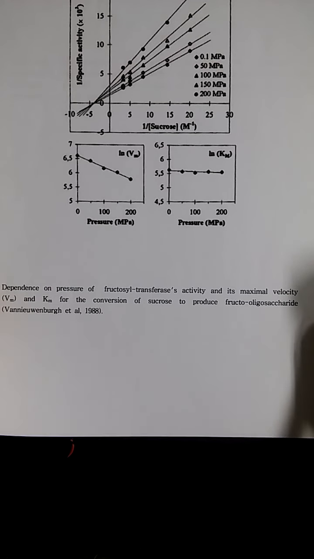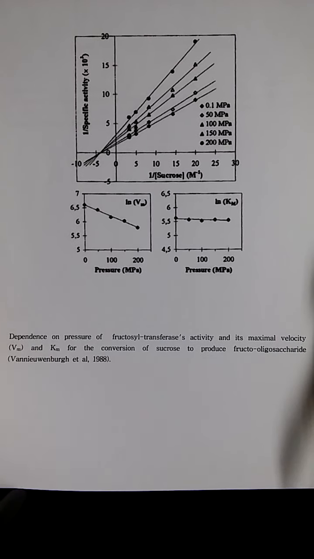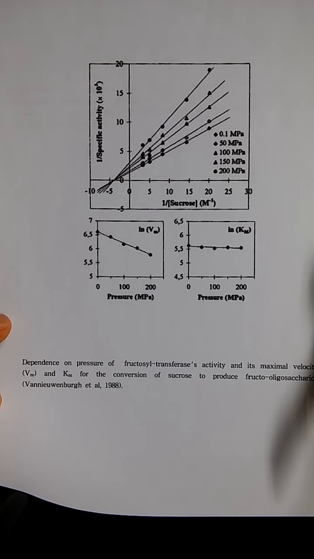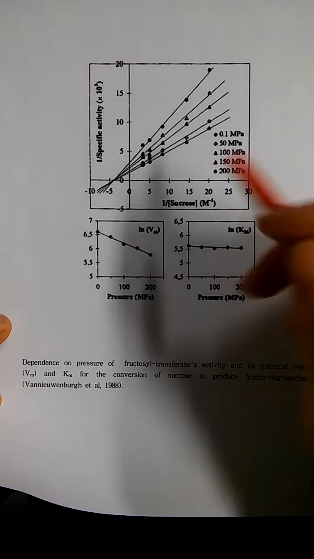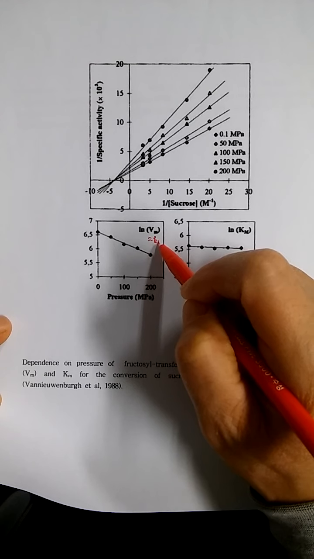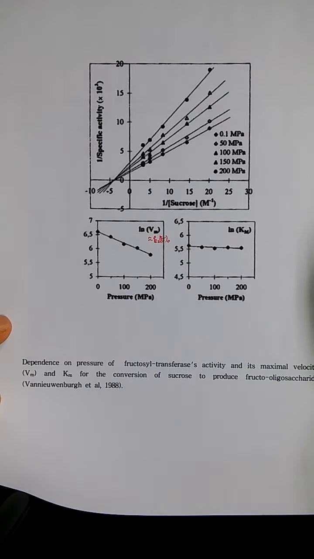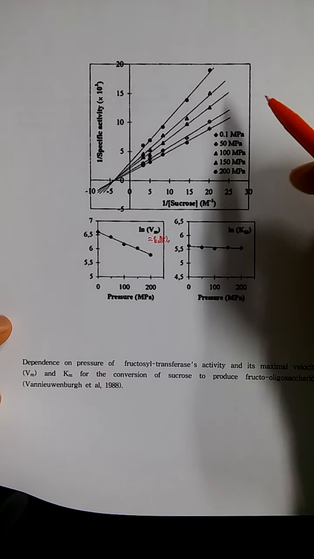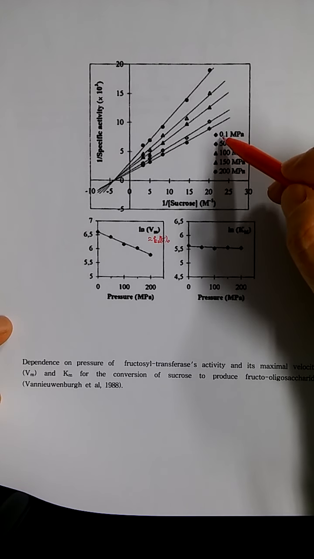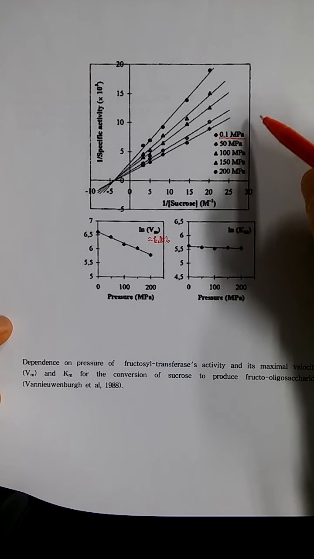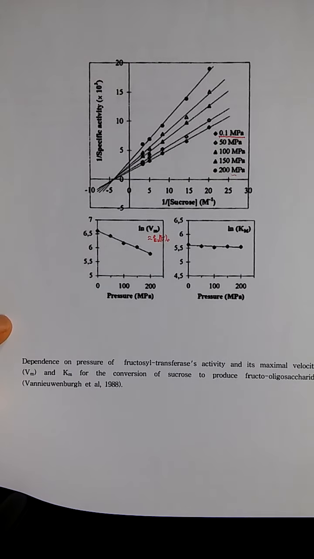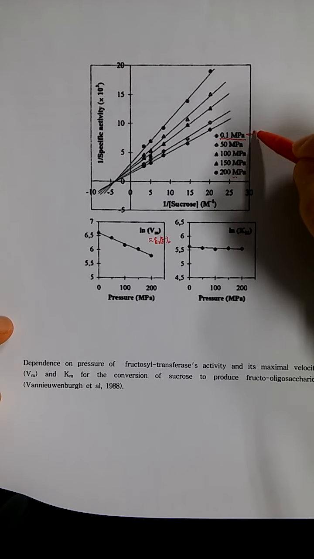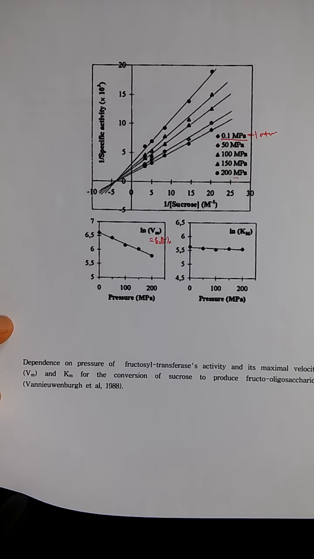So this is one study published in 1988, long before, where they measured the Vmax value, which is related to kcat or k2 times E0, and the Km value at different solution pressures, starting from 0.1 megapascal up to 200 megapascal. So this is almost 1 atm.